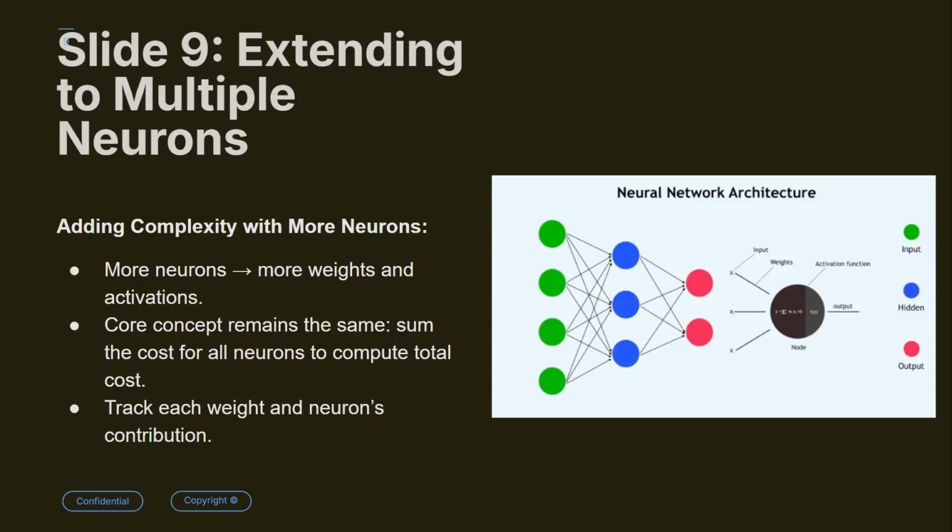Now, things get a little more complex when adding more neurons in each layer. With multiple neurons, we have more weights and activations to consider. But the core idea remains the same. We calculate the cost for each neuron and sum them up to compute the total cost. We use subscripts to track each weight and neuron's contribution to the cost. This gives us a more nuanced understanding of how each part of the network contributes to the final output.